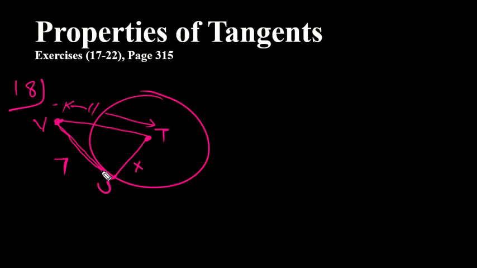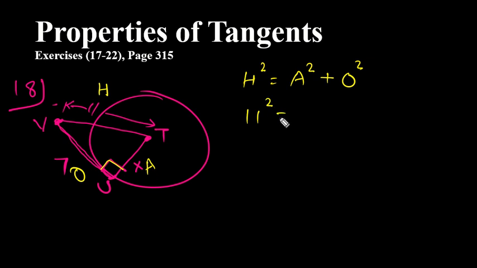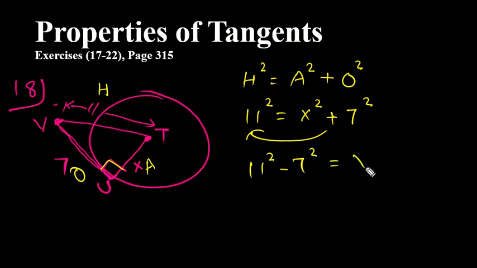Now what do we have to do? This will make a 90-degree angle, no doubt, because this is a tangent. Now this is your hypotenuse, this is your opposite, and this is your adjacent, or you call it base, no problem. So what will be the formula? Hypotenuse square is equal to adjacent square plus opposite square. Hypotenuse is 11 square, adjacent is X square, plus opposite is 7 square. You will take it to this side, right? So 11 square minus 7 square will be equal to X square.